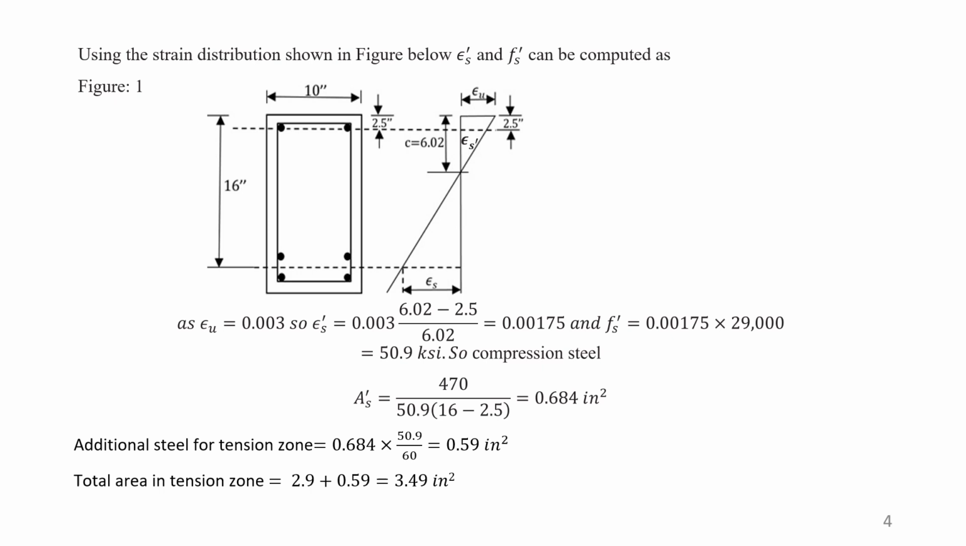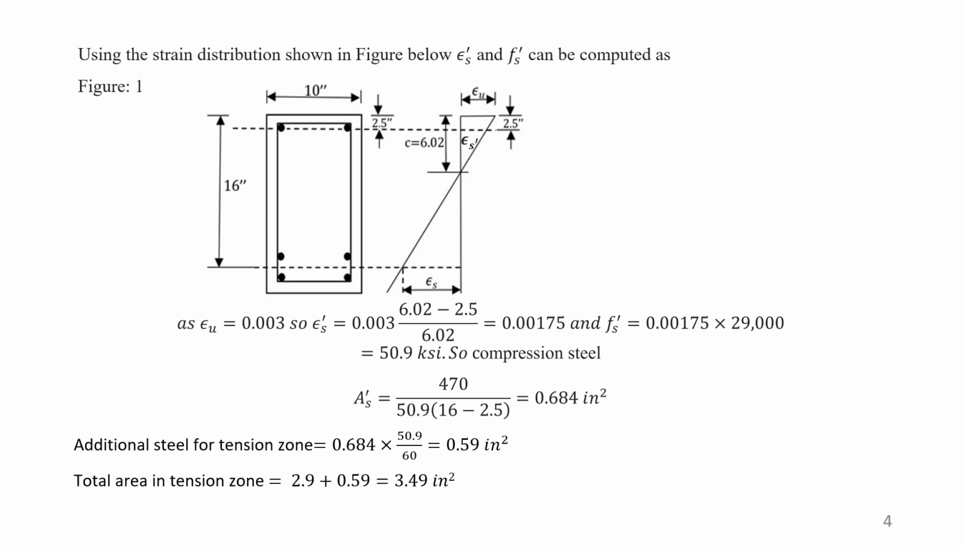That's why the moment arm between the rod at the top and the rod at the bottom is 16 minus 2.5, and this gives us a value of 0.684 inches square. This is AS prime. That means in the compression zone we have to put this much area, 0.684. This area we will convert into a number of rods depending on the diameter and area of the rod. Now we have to calculate the steel for the bottom tension zone also.